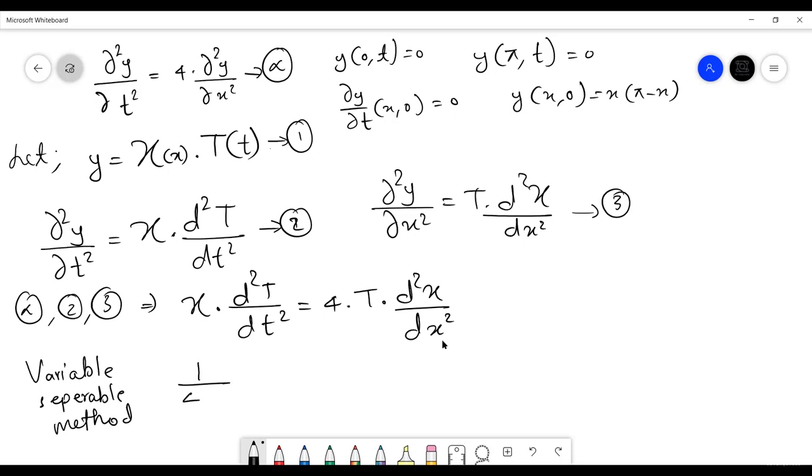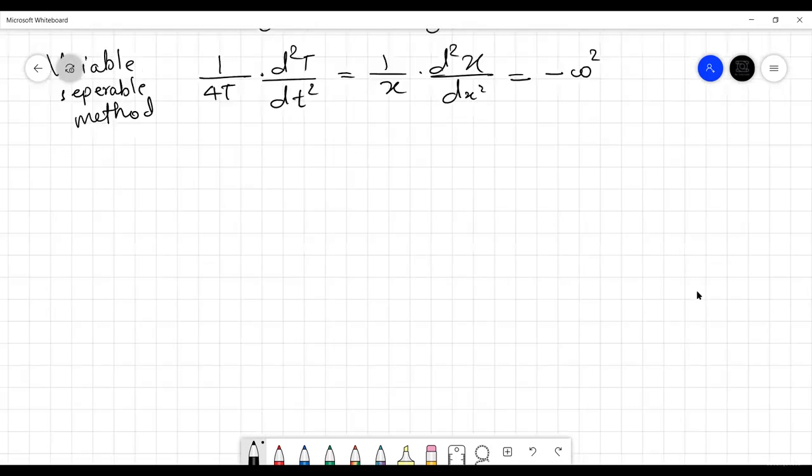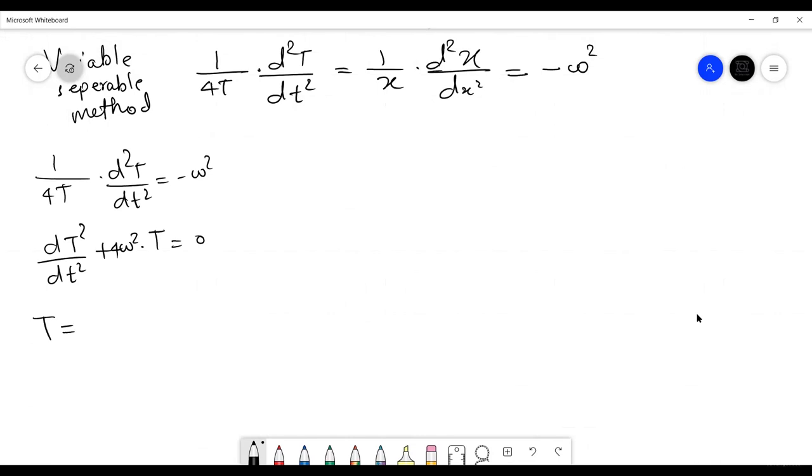So in that case, it becomes 1 over 4T times d squared T over dt squared equals 1 over X times d squared X over dx squared. I assume it as minus omega squared. So you have to find omega, right? So from this, we can write 1 over 4T into d squared T over dt squared is equal to minus omega squared. So d squared T over dt squared plus 4 omega squared T is equal to 0. If you solve this, we can write T is equal to C times cos 2 omega t plus D times sin 2 omega t, right? Equation number 4.